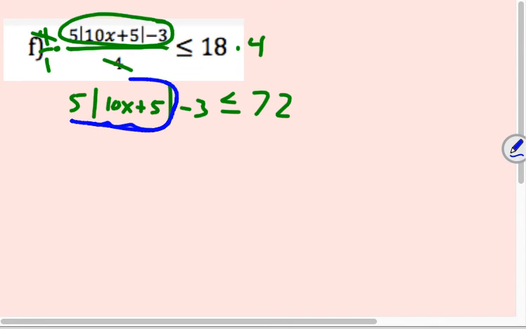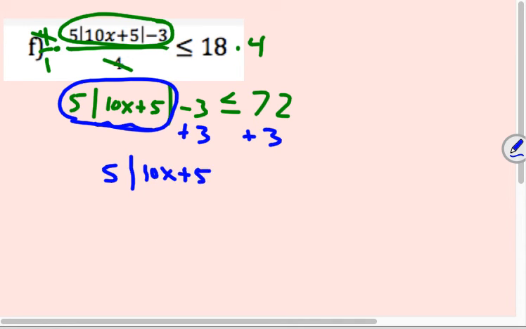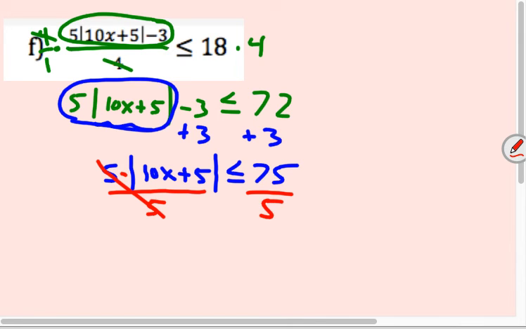To get to this absolute value, I'm going to add 3 and divide by 5, but this is all together right now because you're multiplying them, so we're going to add 3 to both sides first. 5 absolute value of 10x plus 5 is less than or equal to 75. Once again, not going to multiply 3 by the 5. Just get used to when it's an absolute value, if you're multiplying, divide to cancel that 5 out. Absolute value of 10x plus 5 is less than or equal to 15.